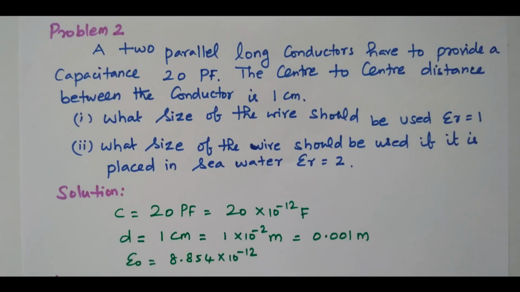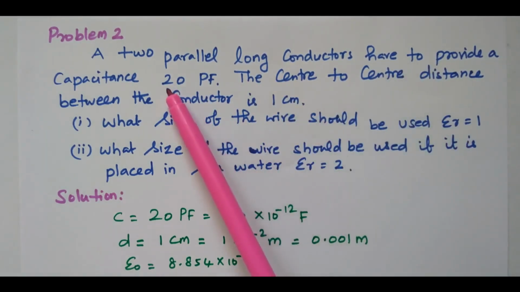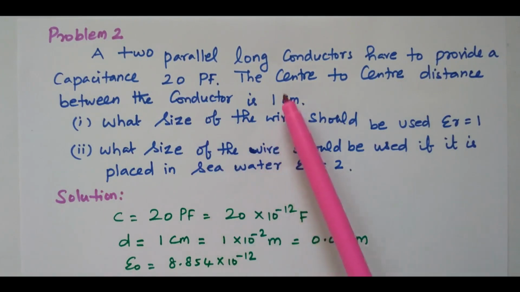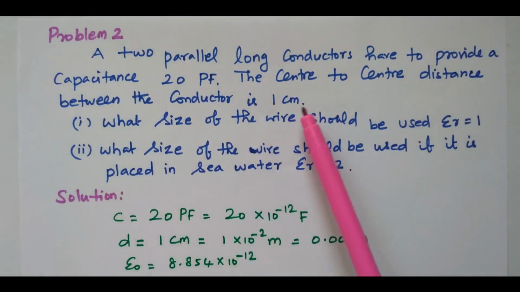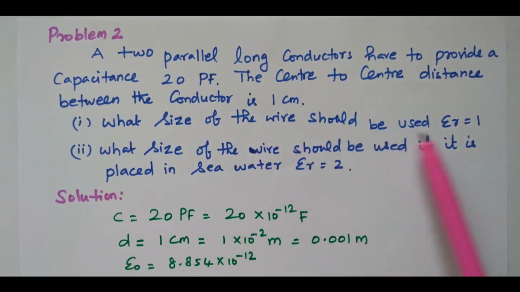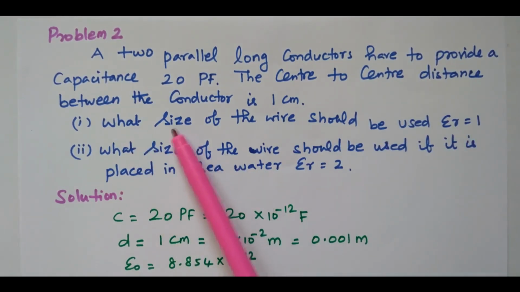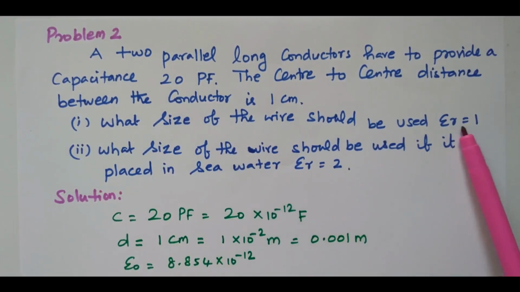Now we'll go to one more problem. Two parallel long conductors have a capacitance of 20 picofarad. This is also a two-wire transmission line. The capacitance value is 20 picofarad, and the center to center distance between the conductors is given, 1 centimeter. What is the question? What size of wire should be used when epsilon r equals 1? What does size mean? Radius. We need to find the radius of the conductor when epsilon r equals 1.